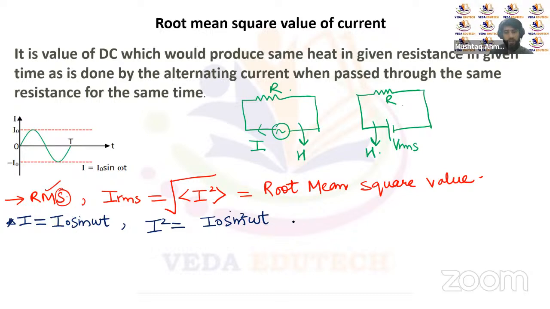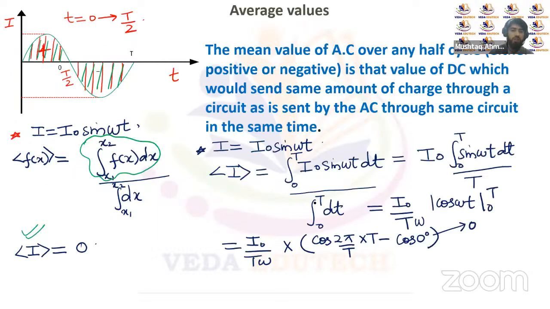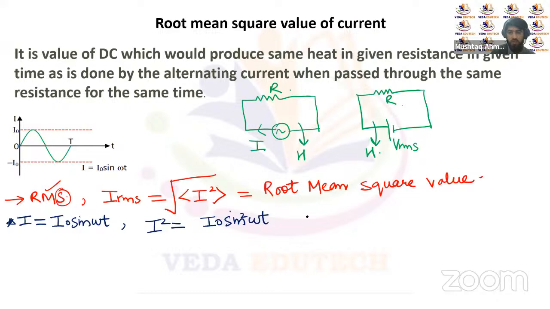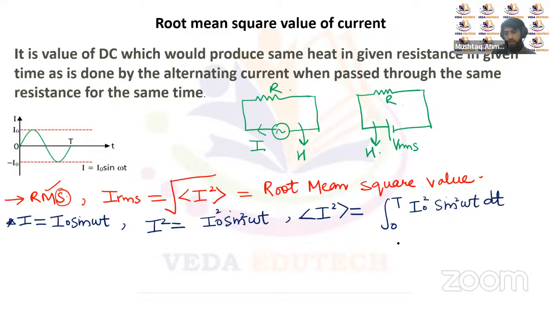Once it is done, we have to calculate the mean of this function. This is how we calculate the mean of any function. To calculate the mean, we take the function over the complete time period from 0 to T. So it will be I naught square sine square omega t dt, upon the integral of 0 to T, which is the limit of dt.